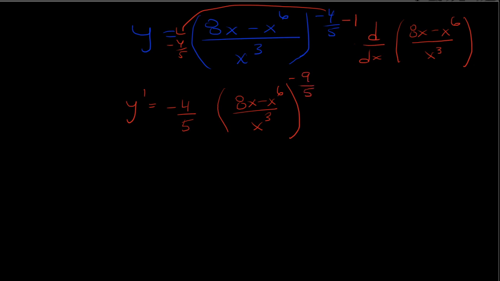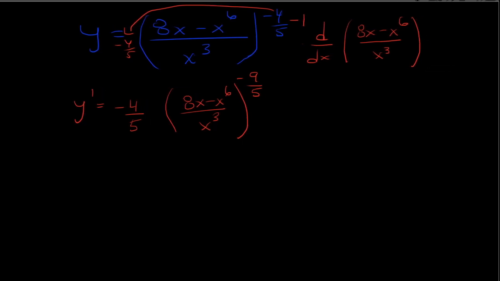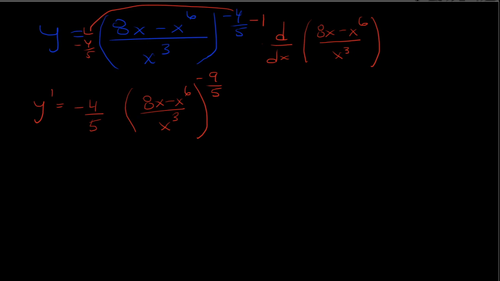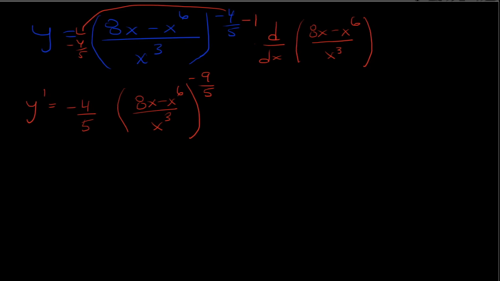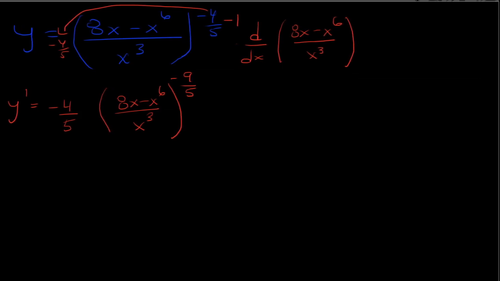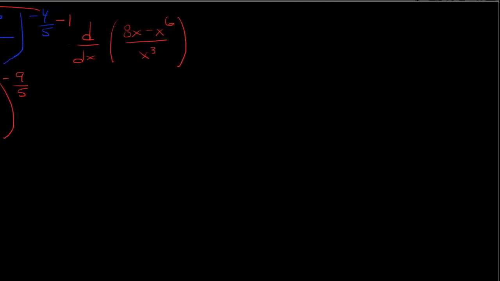The derivative of 8x minus x to the sixth over x cubed can be solved two different ways. So we can either use the quotient rule, or we can break this up into two fractions. I don't want to use the quotient rule because that's too much work and it's a little more complicated. So what I'm going to do is break up this fraction.